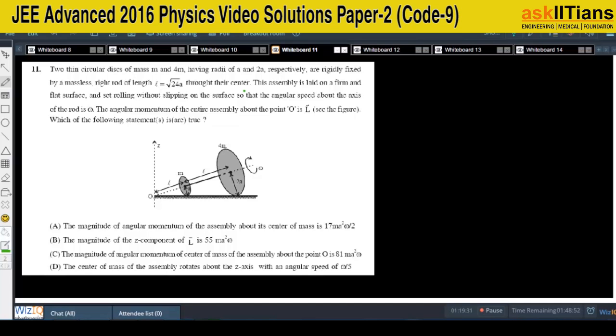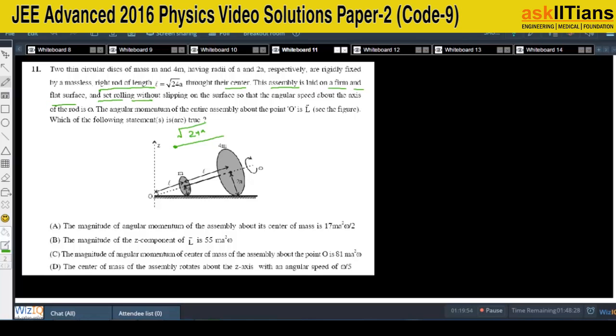Two thin circular discs of mass m and 4m, having radii a and 2a respectively, are rigidly fixed by a massless rigid rod of length L equal to √24 a. So the separation between their centers is √24 a. The assembly is laid on a firm and flat surface and set rolling.